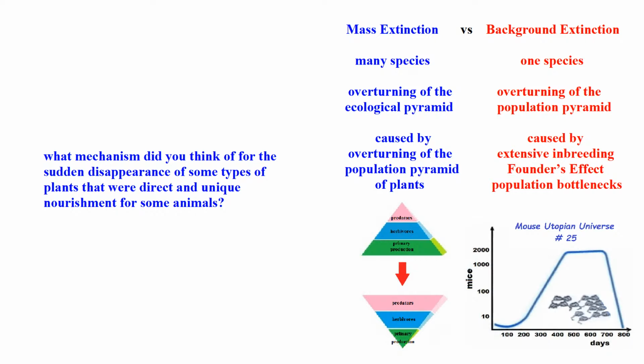What's the general mechanism in the case of a mass extinction? And again, we're talking about animals here. The overturning of the ecological pyramid. And in background extinction, it's the overturning of the population pyramid. It's the demographic pyramid that overturns. What causes the first one? The overturning of the population pyramid of plants.